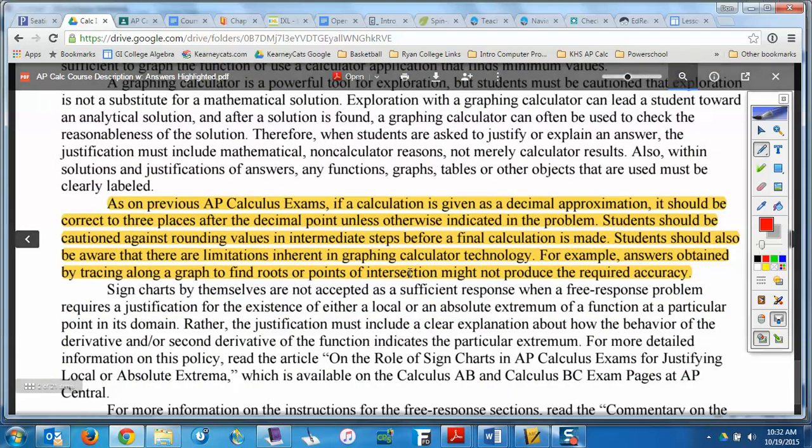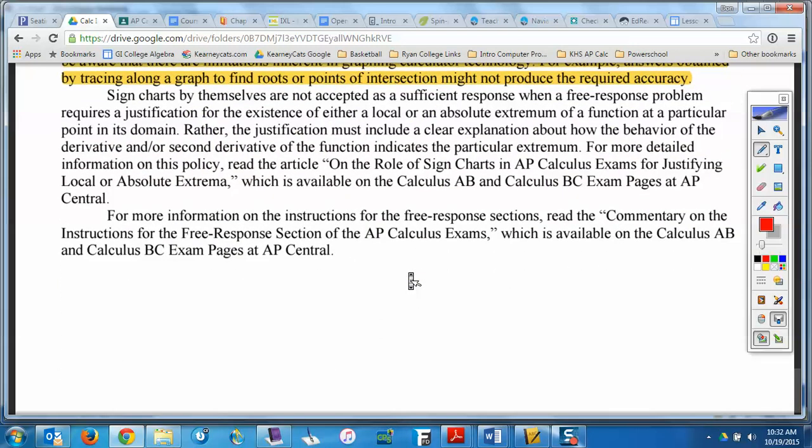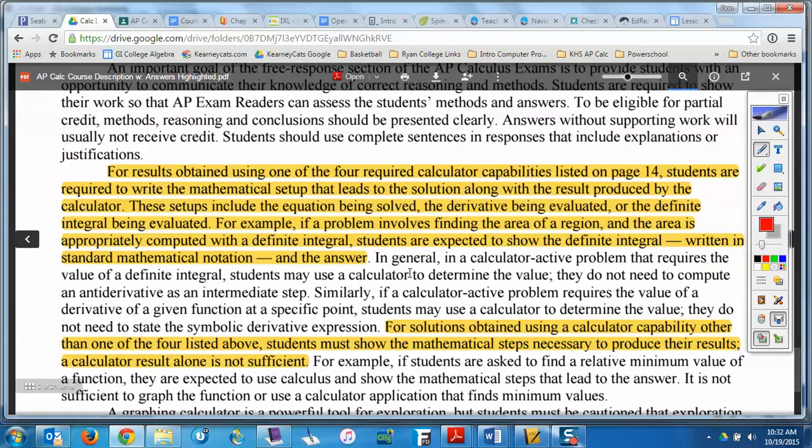Thought I had this highlighted. Maybe I went past it. Oh, here we go. Right here.